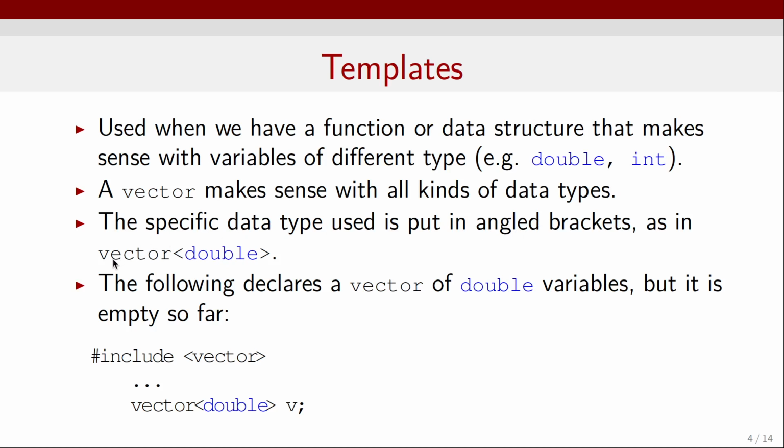For example, a vector of doubles is declared using vector and then the word double in angled brackets. So the following command declares a vector of doubles, but so far it's empty. So I can say vector, angle brackets, double, close angle brackets, and then v. That's the name of the vector. So here I have declared the vector, but I have not initialized it. So it's empty. It doesn't have any elements so far.